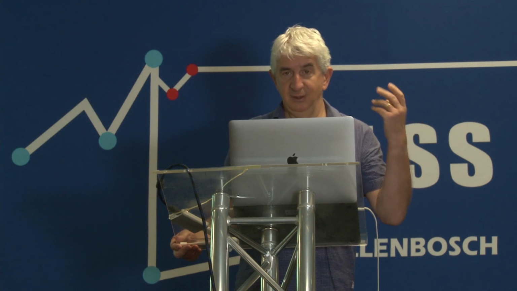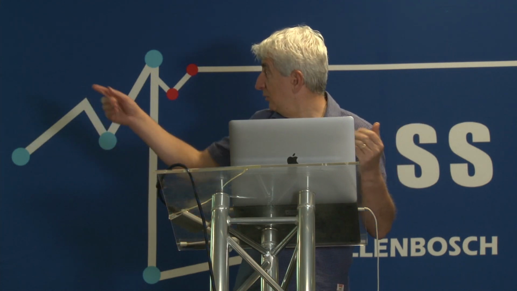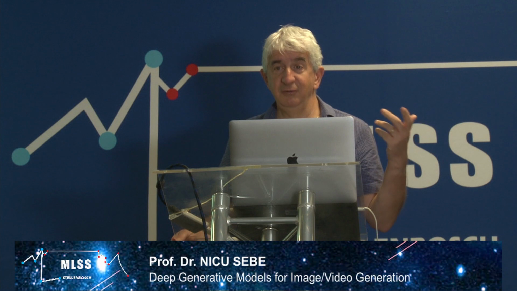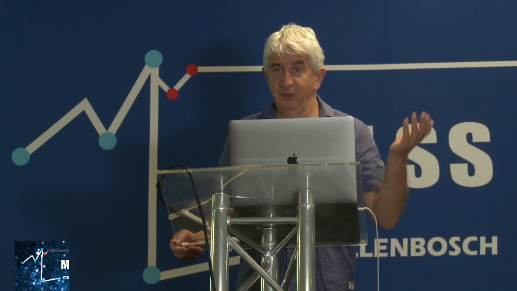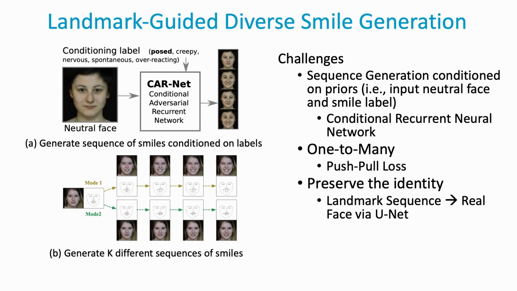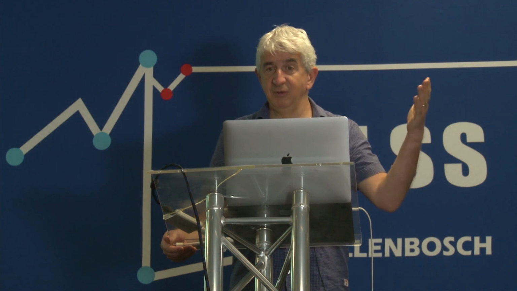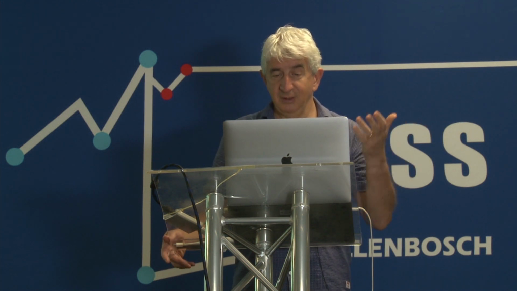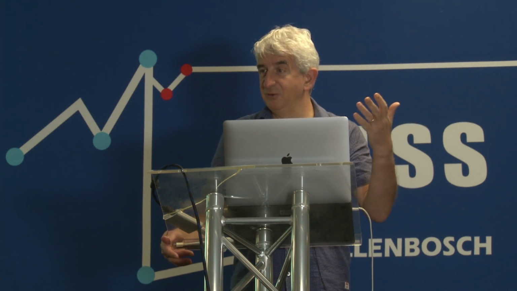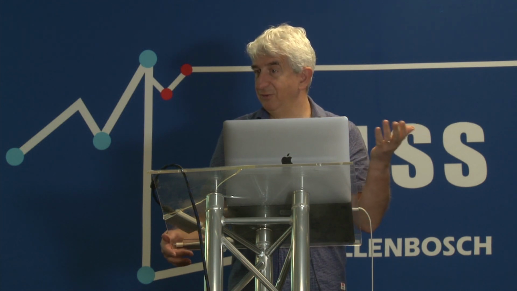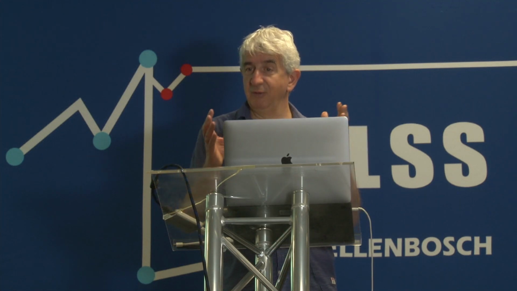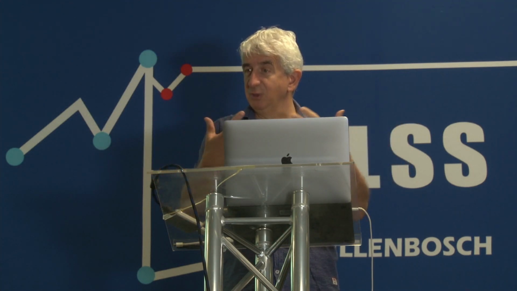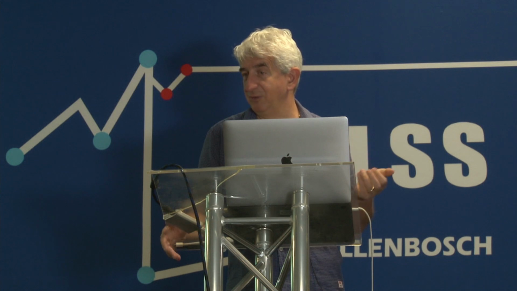Starting from an input image, so you have the mask, what you have in there. You want to generate different sequences of the same type of facial expression here, the smiles. On one hand, we want all the sequences to be smiles. On the other hand, we want these smiles to be as diverse as possible. So that's why we have what we call a push-pull loss. On one hand, we want them as diverse as possible, but we want to keep them together to be within the same class category.